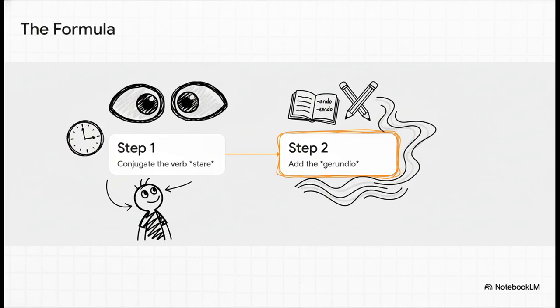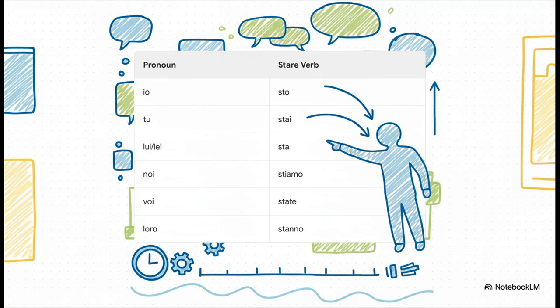That's it. First, you just need to know how to conjugate the verb stare in the present tense. And second, you take your main verb, the action you're doing, and change it into its gerund form. Let's tackle each of these, starting with part 1, the verb stare. All right, this part right here is your foundation. You've got to get this down.